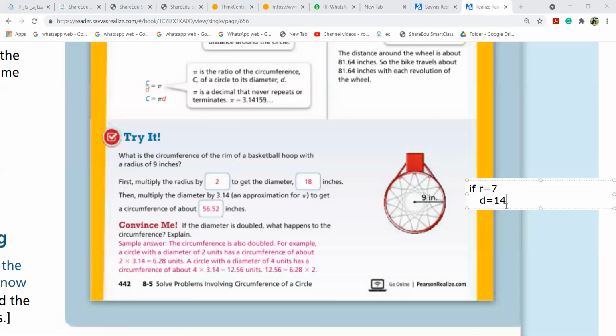One more question. This time they gave you d equals 16. So what is r? This time they gave you the diameter. They gave you the whole thing. They gave you diameter 16. So what is r? Yes, Judy, try.